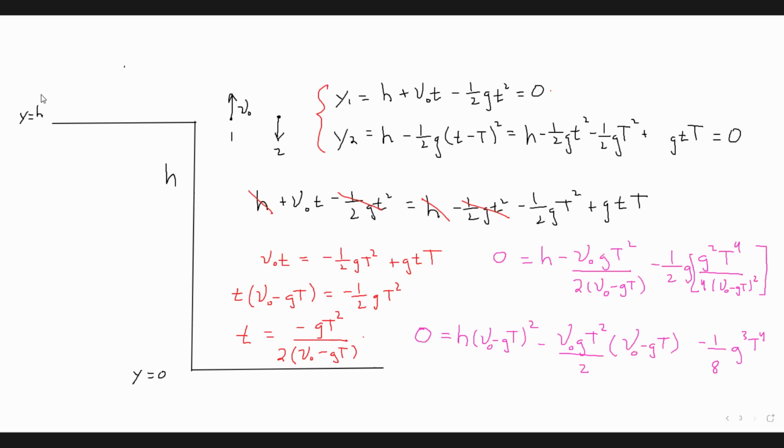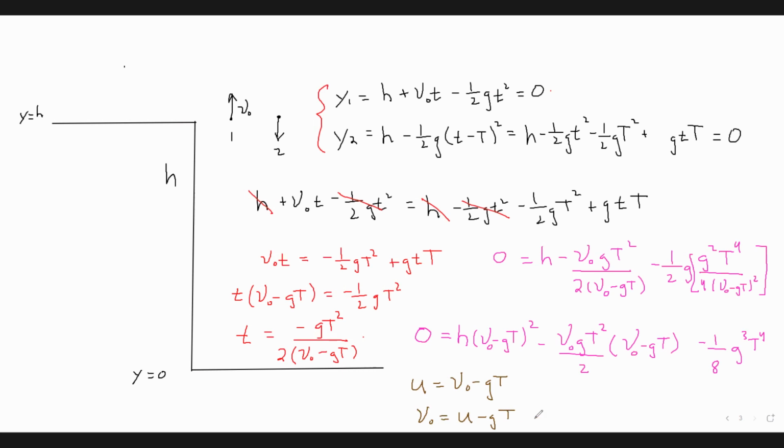Okay, another thing you can do is make a substitution. Let's use U as our substitution variable. Let U equal V0 minus GT. Now, if that's the case, then you have a quadratic equation for U. Solve it for U, and then V0 is simply U minus GT.